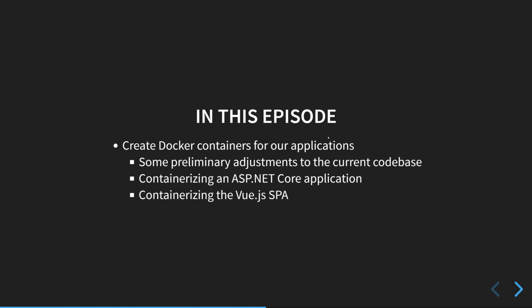So in this one, we saw some adjustments, then we containerized an ASP.NET Core application, and now we did the same with Vue.js application. In the next one, we'll get it all working together with a single command. We will be able to get playball running.